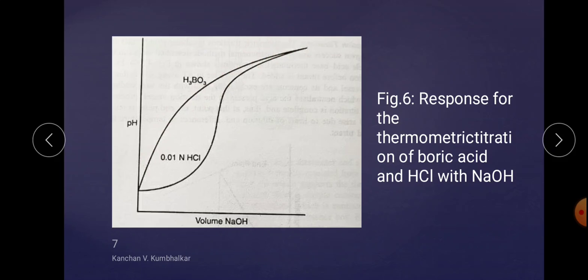This is the end point of the reaction. If further titrant, that is NaOH, is added, it causes no further reaction because all of the sample has been consumed, and hence the temperature of the mixture steadily decreases as the cool titrant is added to the warm mixture.